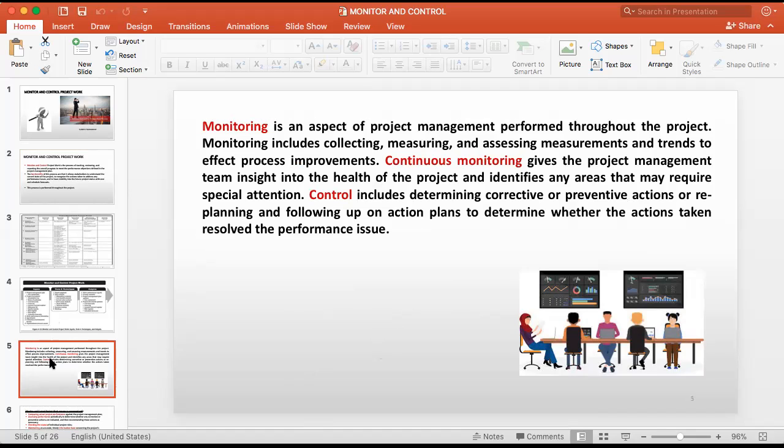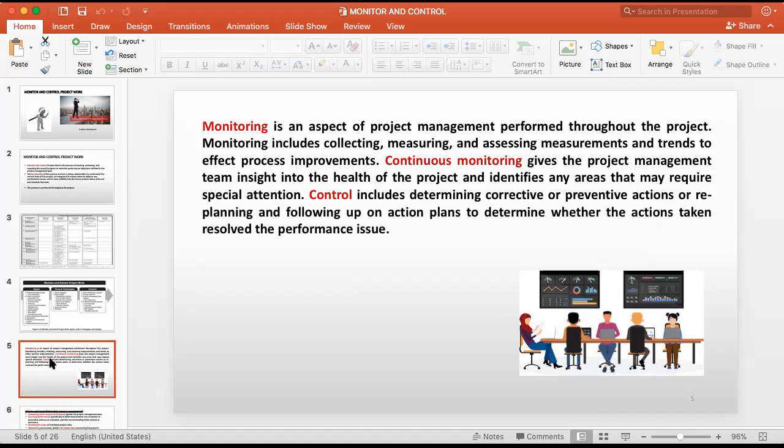All these things you do in this process. You collect details. Monitoring includes collecting, measuring, and assessing measurements and trends to effect process improvement. So what you do is, when you get all the details, you assess the measurements, you observe things, and you can do some process improvements.